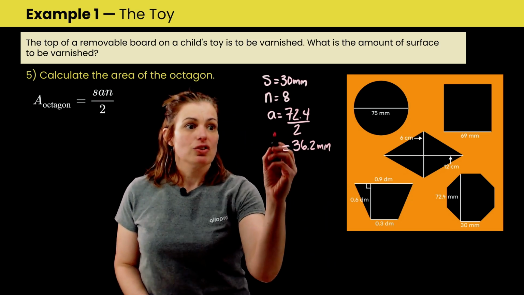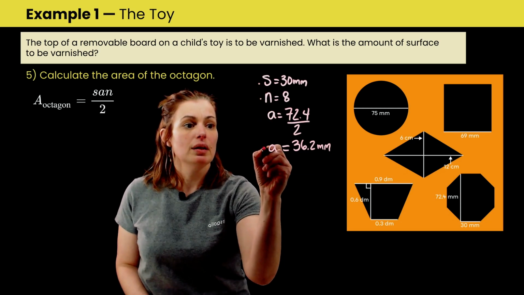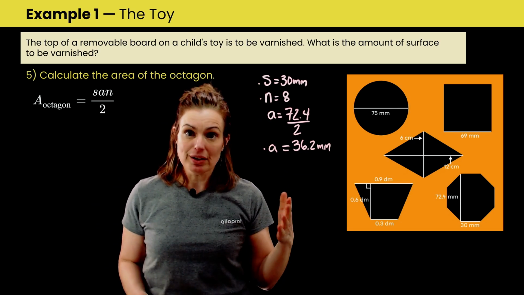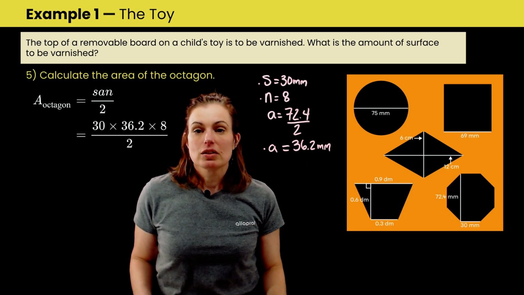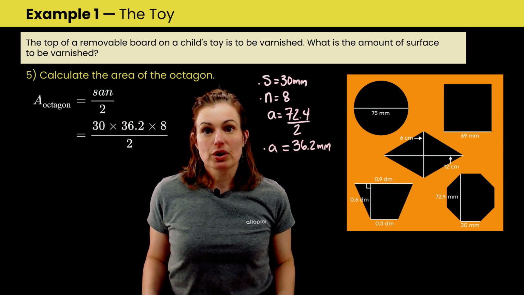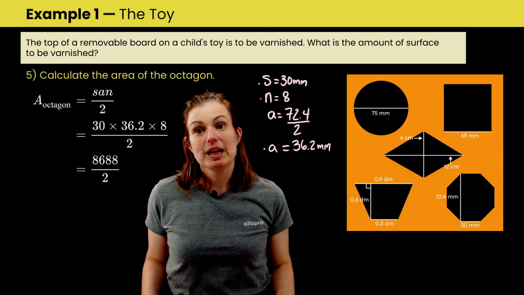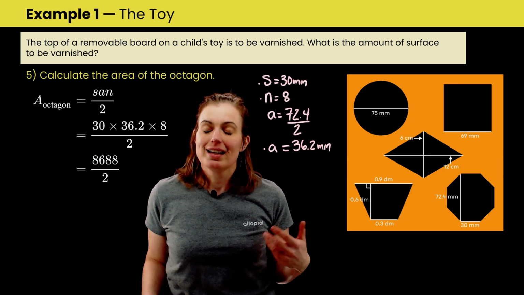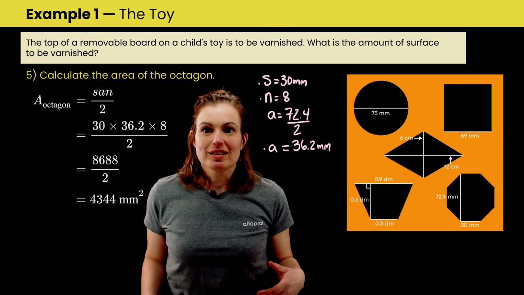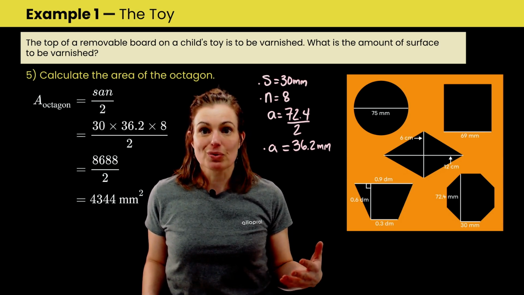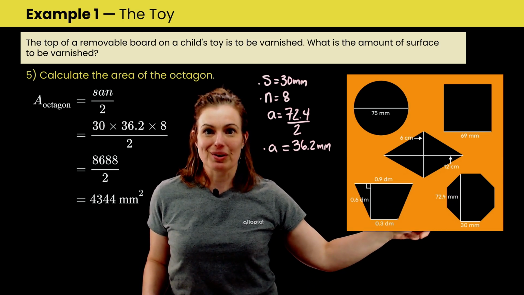So these are actually the 3 measures that I'm going to plug into here to calculate the area of my octagon. So 30 times 36.2 multiplied by 8 divided by 2 gives me 8,688 divided by 2, which ends up with an area of 4,344 millimeters squared for my regular octagon over here.